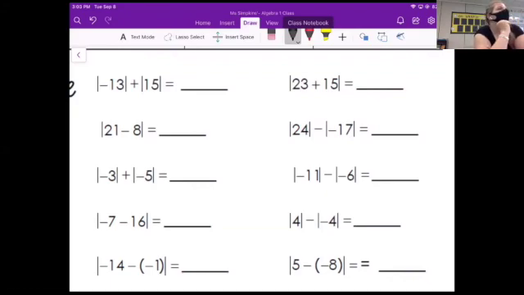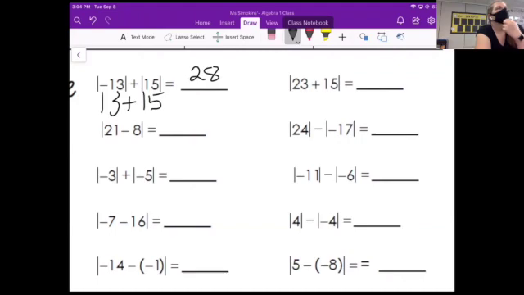When we're talking about distance, can you ever have negative distance? Raise your hand if you've ever run a negative mile. Not me. Even if you run it backwards, you're still positive distance. So if we're looking at this first problem, I'm asking how far is negative 13 away from 0? It's 13 away. How far is 15 away from 0? 15 away. And then the last thing I need to do is whatever operation is there. So we want to add those together to get 28.